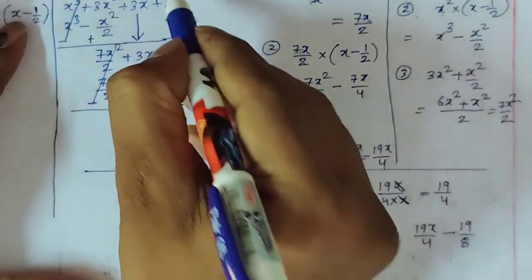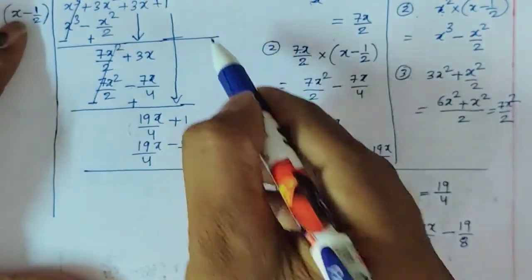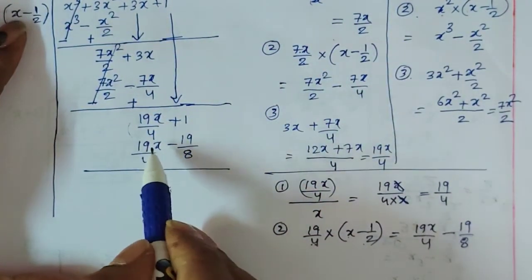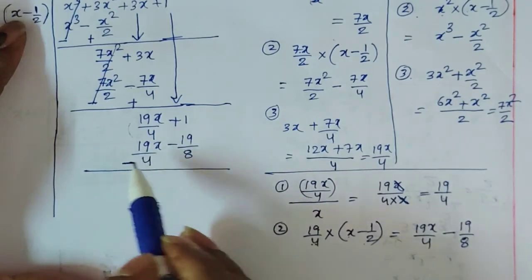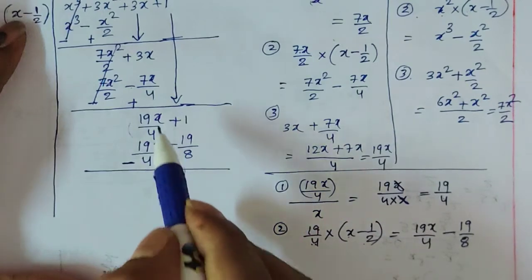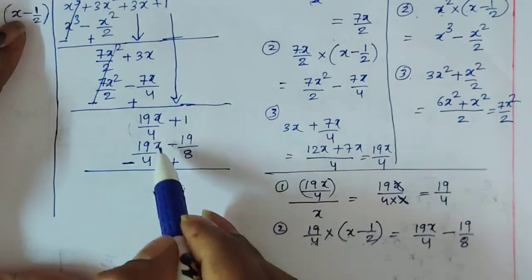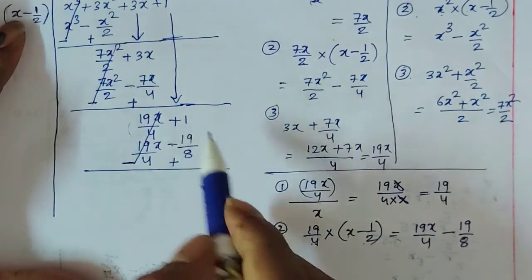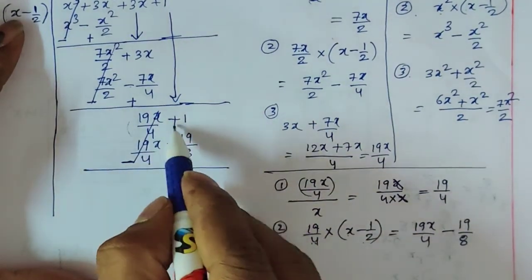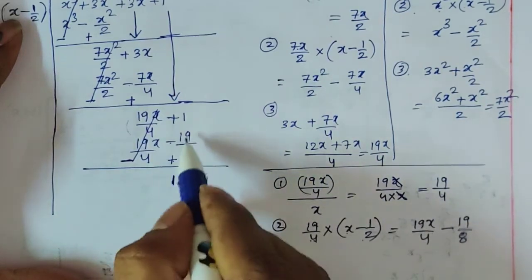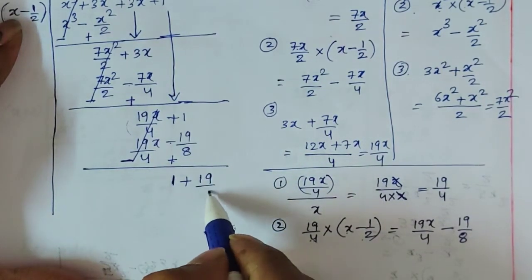Now this time you need to subtract, right? So you need to change the sign here. This is positive one, so make it negative. This is negative one, change it to positive. So this is plus 19x by 4, this is minus 19x by 4, both get cancelled. So how much did you get? You got 1 here, plus how much did you get here? 19 by 8.